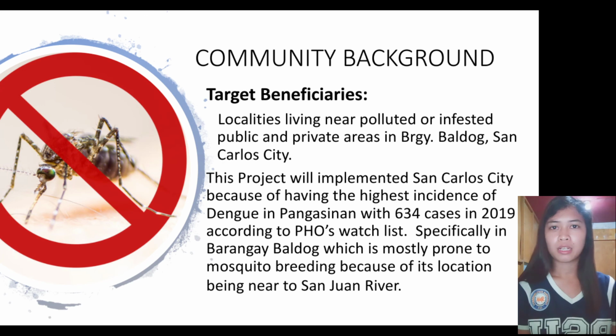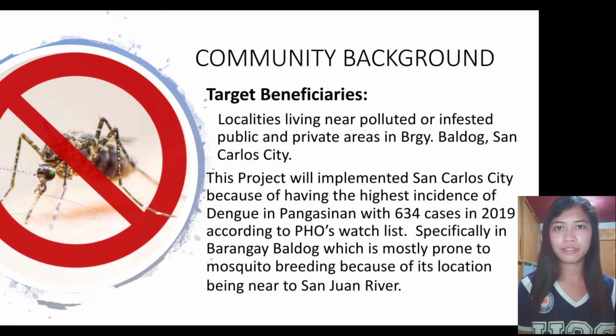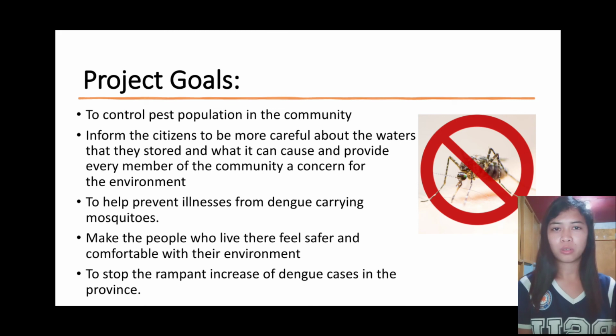So, our community background. Our target beneficiaries are localities living near polluted or infested public and private areas in Barangay Baldog, San Carlos City. This project will be implemented in San Carlos City because it has the highest incidence of dengue in Pangasinan, with 634 cases in 2019 according to PHO. Specifically, Barangay Baldog is mostly prone to mosquito breeding because of its location near San Juan River. So these are our project goals.